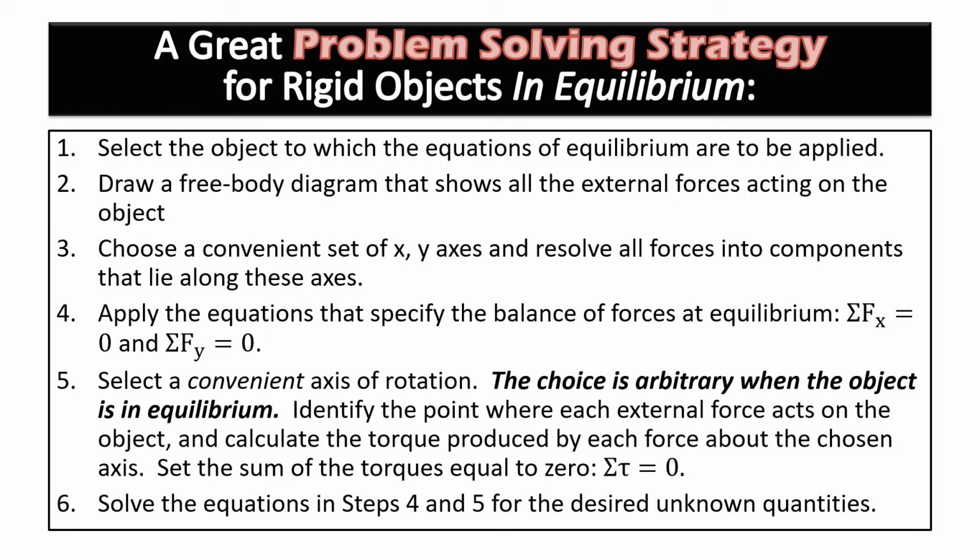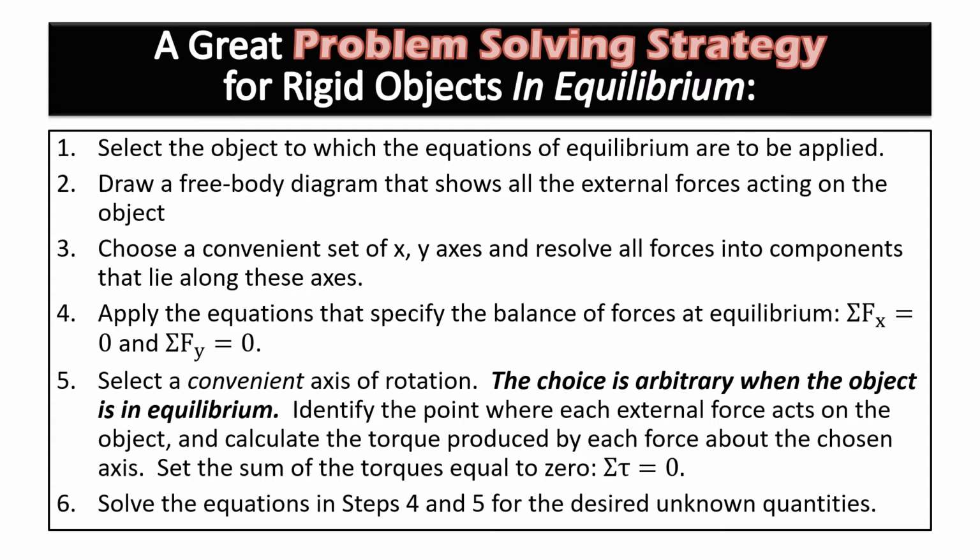So this is a great problem-solving strategy for rigid objects in equilibrium. Step number 1, select the object to which the equations of equilibrium are to be applied. So think to the previous problem, what is the object that you would apply these equations of equilibrium to? I would probably say the diving board itself, not the bolt or the fulcrum or the person, but the board. That's the thing that all the forces are acting on, the diving board itself. Step number 2, draw a free body diagram that shows all the external forces acting on the object.